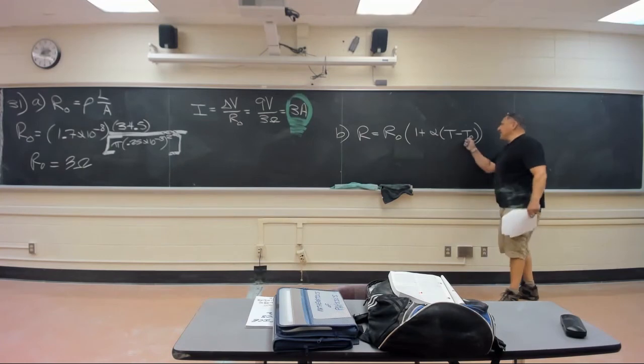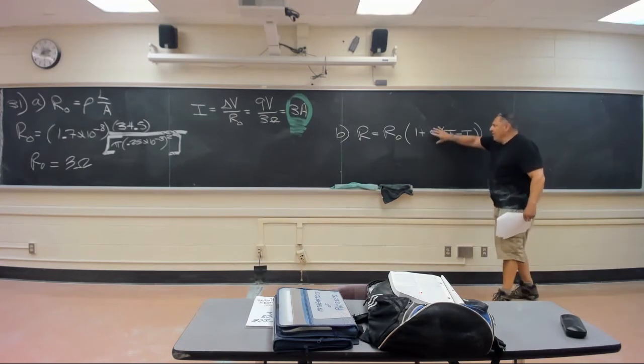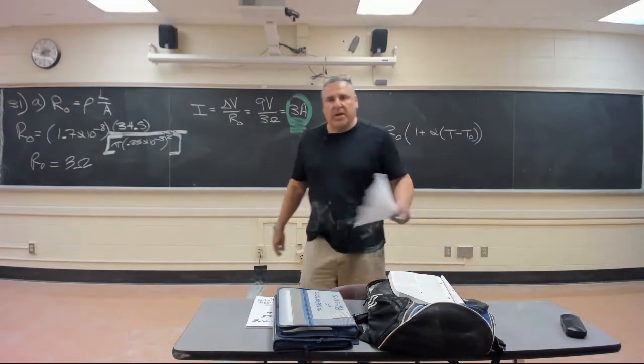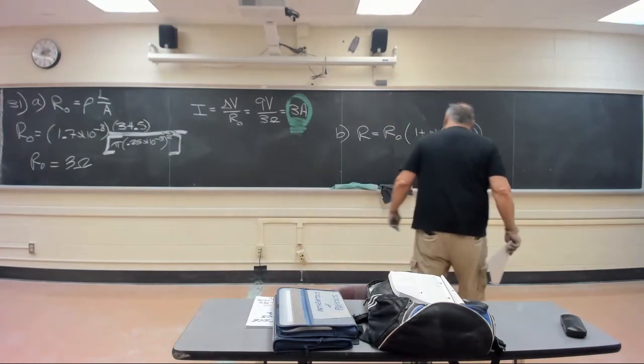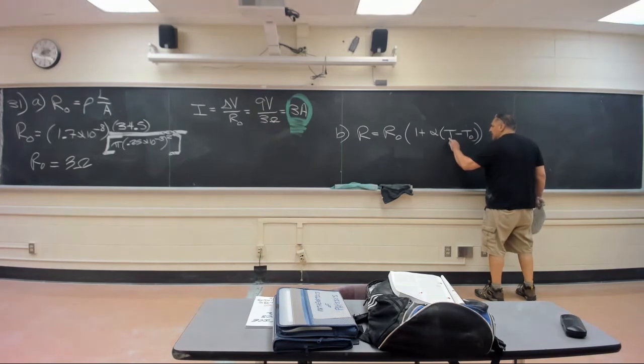Yeah, this T0 was 20. What's 20 minus 20? It's 0. It's just 1 times R0. And that's the R0 we were dealing with there, because it was 20 degrees Celsius. This one's 30 degrees Celsius for the B scenario. Big difference. 30 degrees Celsius, 20 degrees Celsius.